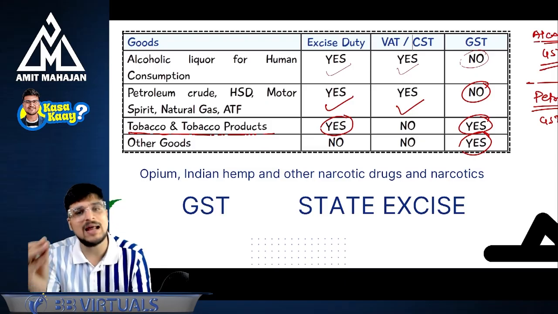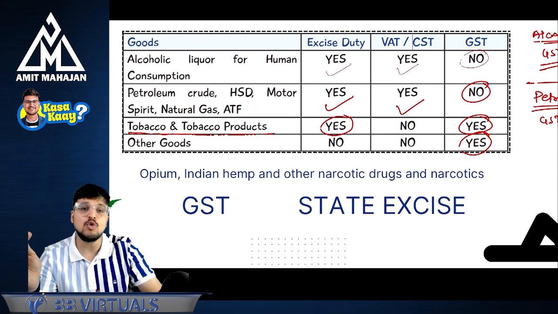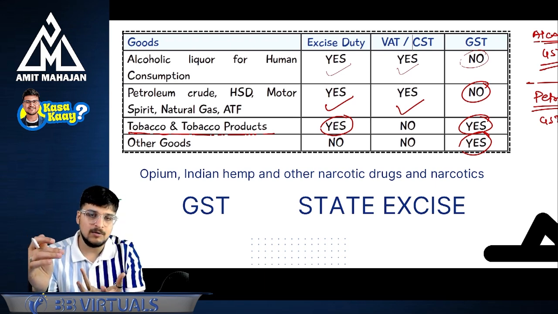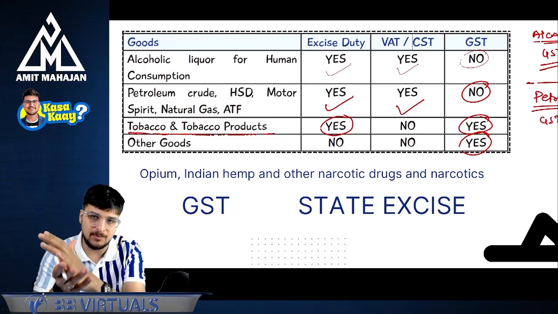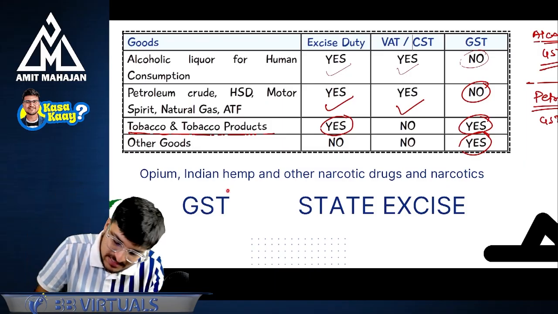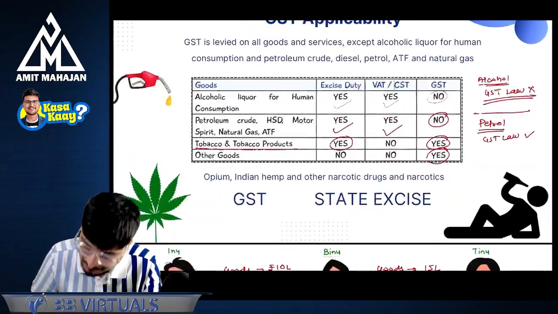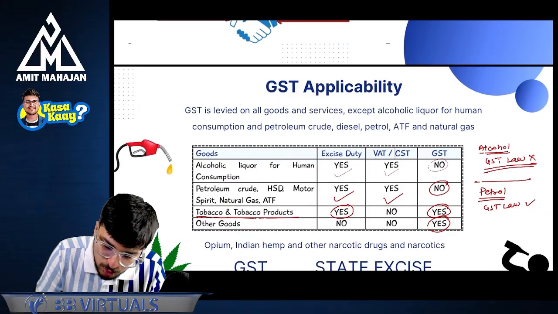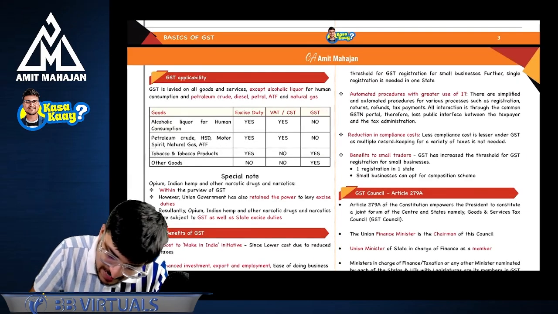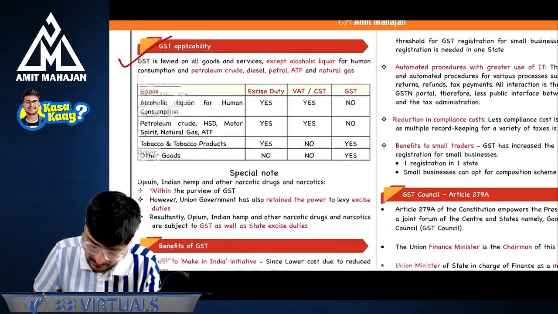See, please try to understand, there are certain cases where you get a license to grow these plants. So if you are getting some license to grow these plants for medicinal purposes, for them, GST is also charged and excise duty is also charged. Understanding? Okay. So this is done. Now let's come back to this point. So GST applicability is absolutely done and dusted. Correct?